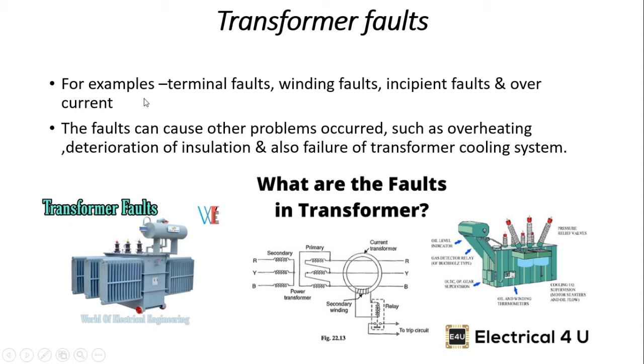For example, there are terminal faults, winding faults, incipient faults, and overcurrent. The faults can cause other problems, such as overheating, deterioration of insulation, and also failure of the transformer cooling system. This kind of fault could be major or minor, and what we want to avoid is a fatal one that could cost a technician's life.